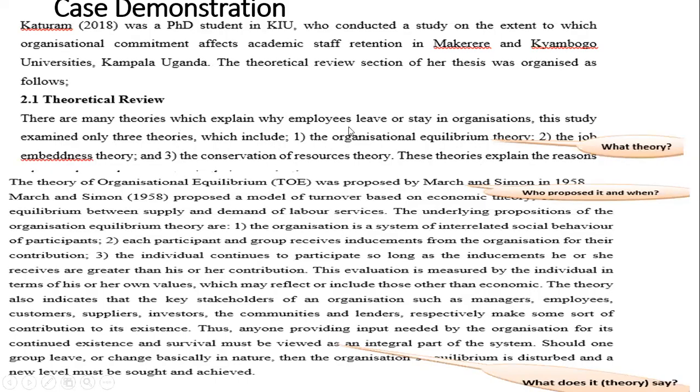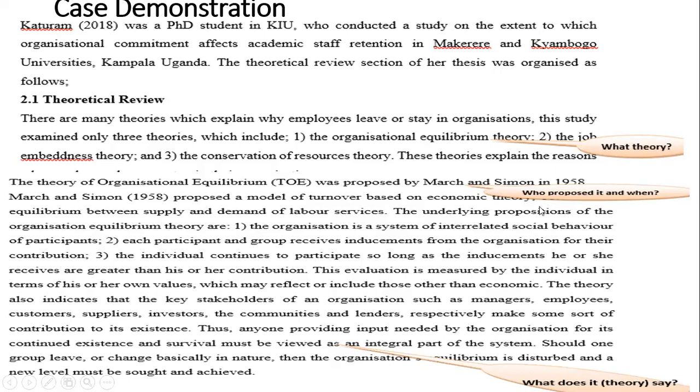We have a case demonstration here which you can read about. For example, most of you know this lady. You can go and get her research and see where we extracted this information. But for those who may not be here, you see that we said the first thing is to identify the name of a theory. So this question was answered.